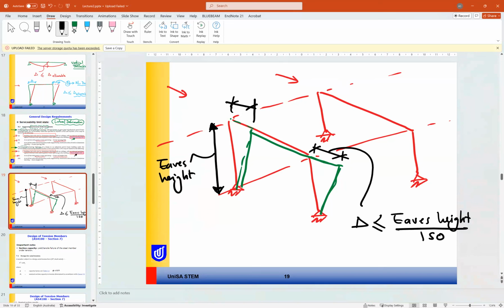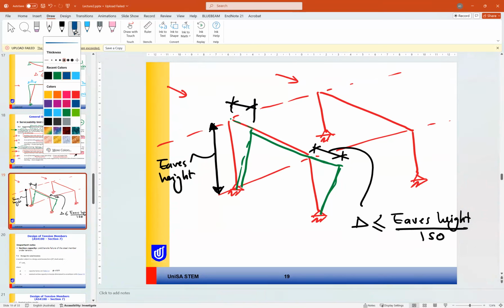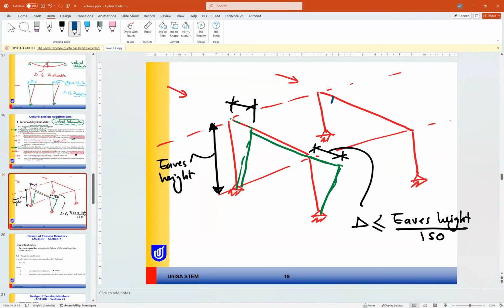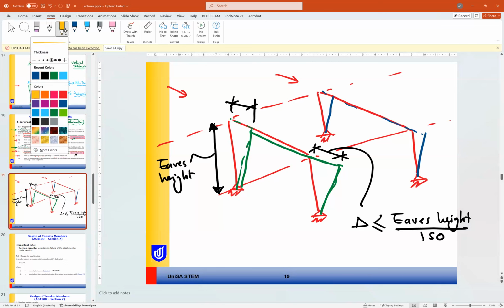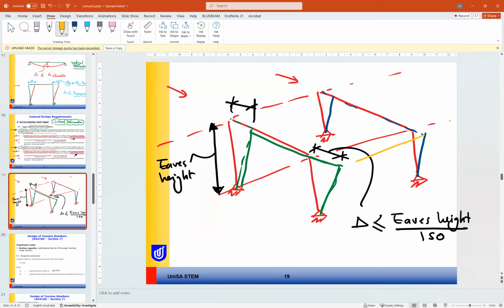Okay, but the problem is maybe some of the frames deflect more than others. So for example, this one here. What happened to the sheeting between them? Or what happened between the members, the girts and so on? So we are worried about the failure or cracking of the cladding or the masonry between them.